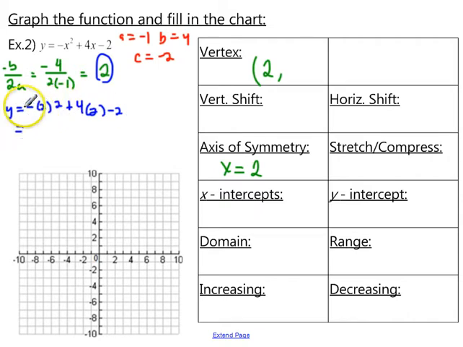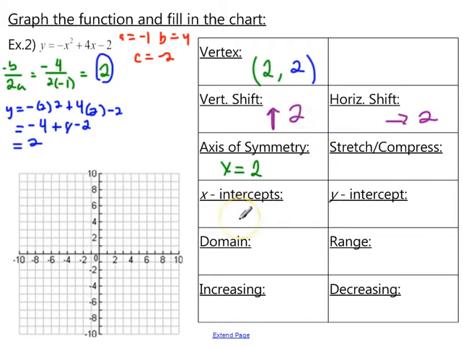2 squared is 4, so we have a negative 4. 4 times 2 is 8, and then minus 2. When we take negative 4 plus 8 minus 2, we get positive 2. So that is the y-coordinate of our vertex. Since our vertex shifted to the right 2, that's the horizontal shift. We went to the right 2 units, and it went up 2 units.